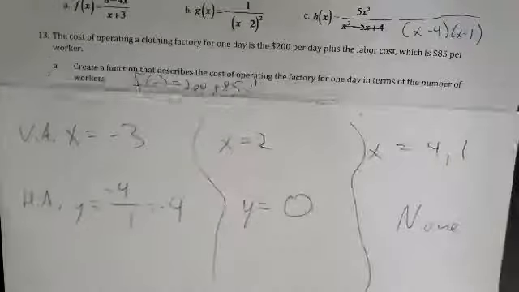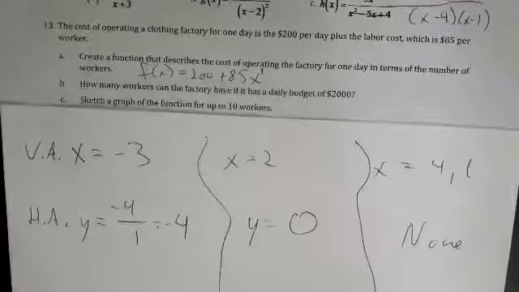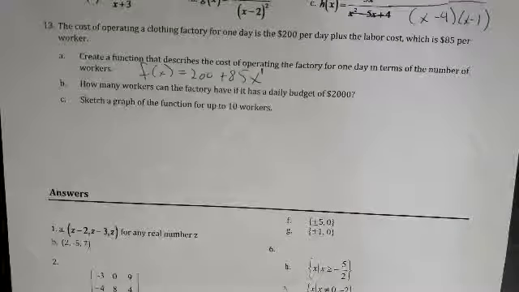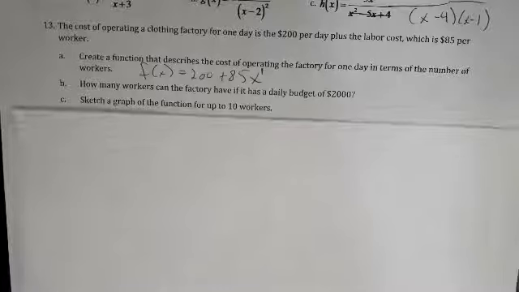And then the last one, the cost of operating this thing, we found the function already. Oh man, this one's almost too easy. How many workers can the factory have if its daily budget is 2,000? So you're going to have to ask yourself, where am I plugging in that 2,000? Where does that 2,000 get plugged in? Is basically the question, right?